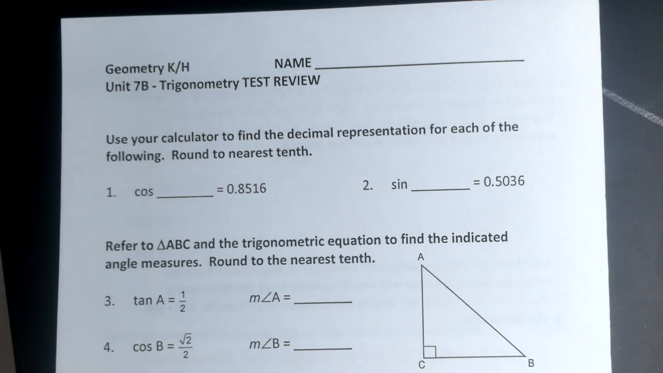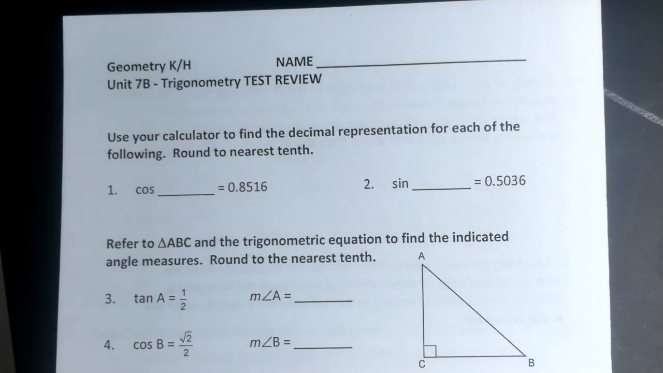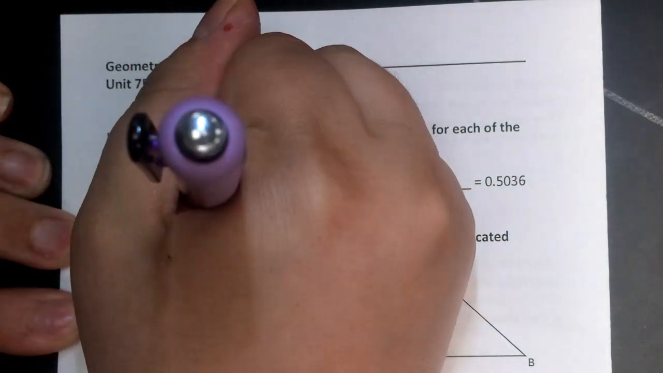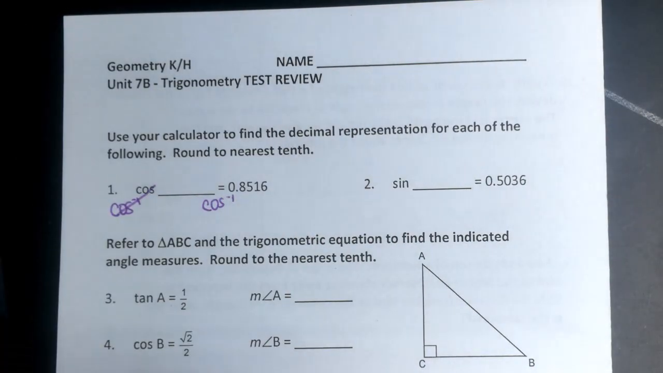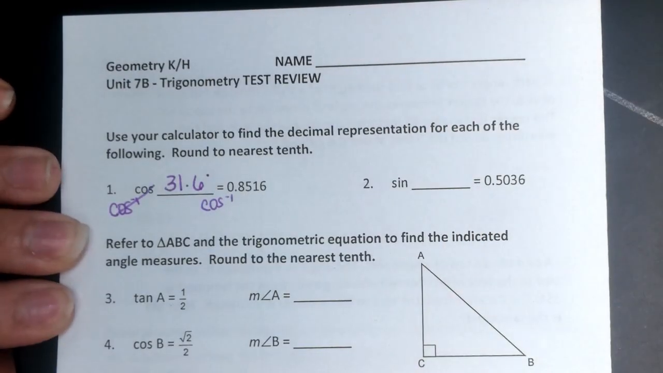1 through 4 are all actually asking the same thing. What are they looking for? The angle. How do I find the angle in any situation? Inverse. So all this wants you to do, it didn't have a letter there, but all this wants you to do is inverse. And when I put that in the calculator, you should get 31.6 degrees.